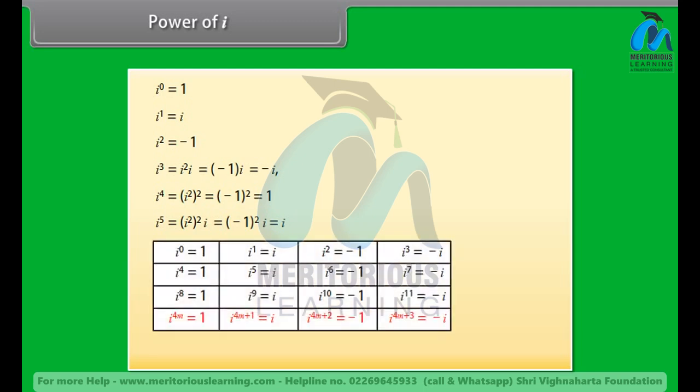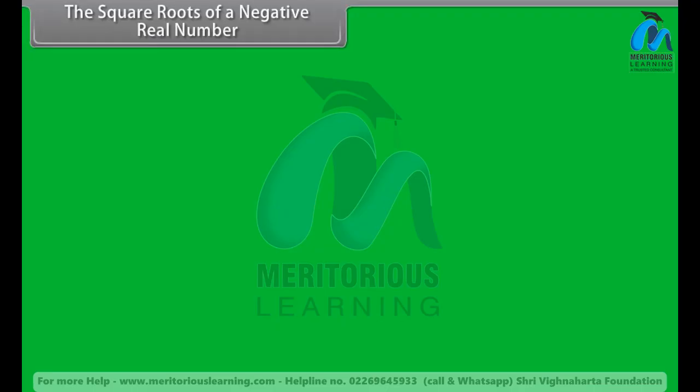Look at the table. We can see that iota raised to power 4m is equal to 1. Iota raised to power 4m plus 1 is equal to iota. Iota raised to power 4m plus 2 is equal to -1. Iota raised to power 4m plus 3 is equal to -iota, where m is equal to 0, 1, 2, 3, and so on. The square roots of a negative real number.